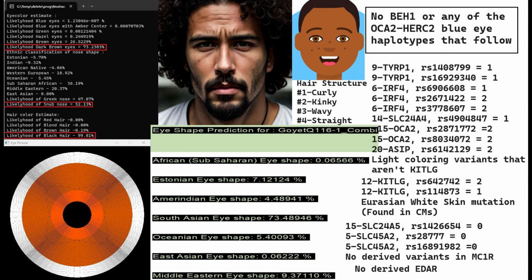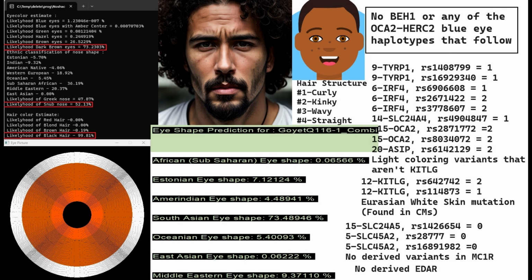I think the prediction for straight hair was only like 4%. He doesn't have blue Y haplotype 1 or any of the other blue Y haplotypes that follow it in the OCA2 and HERC2 region, so definitely very dark eyes, hair and skin, everything. But he does have some light skin mutations, for example in KITLG he's got the Eurasian white skin mutation that is found in Cro-Magnons at a pretty high frequency. But he does not have any derived variants in SLC24A5 or SLC45A2, which are the European, or even West Eurasian, depigmentation alleles that have to do with skin color. So definitely quite dark skinned, a lot darker than even, say, Arabs or North Indians.